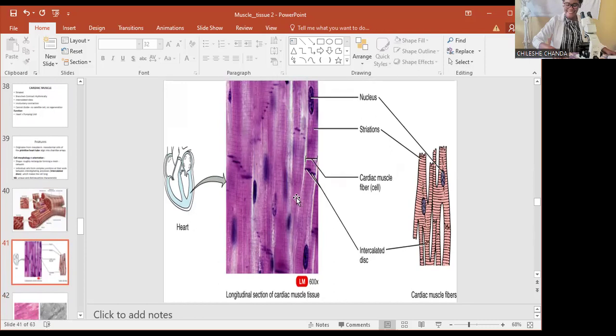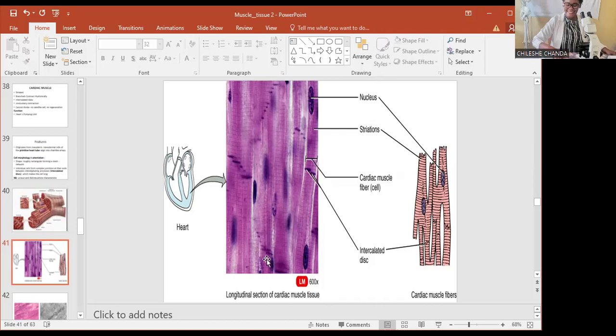This is an actual electron micrograph of cardiac muscle. It has been cut in a longitudinal section, and you are able to see that there is this one cardiac muscle fiber, and these are the nuclei that are found. This is a drawing. These are intercalated discs where one muscle fiber is ending and another muscle fiber is starting. You can see that there are branches here. This one is branched.